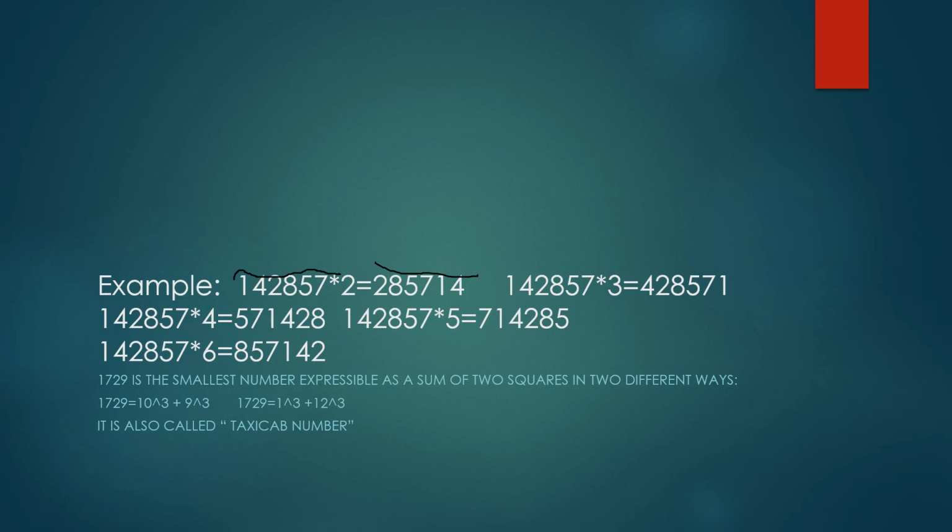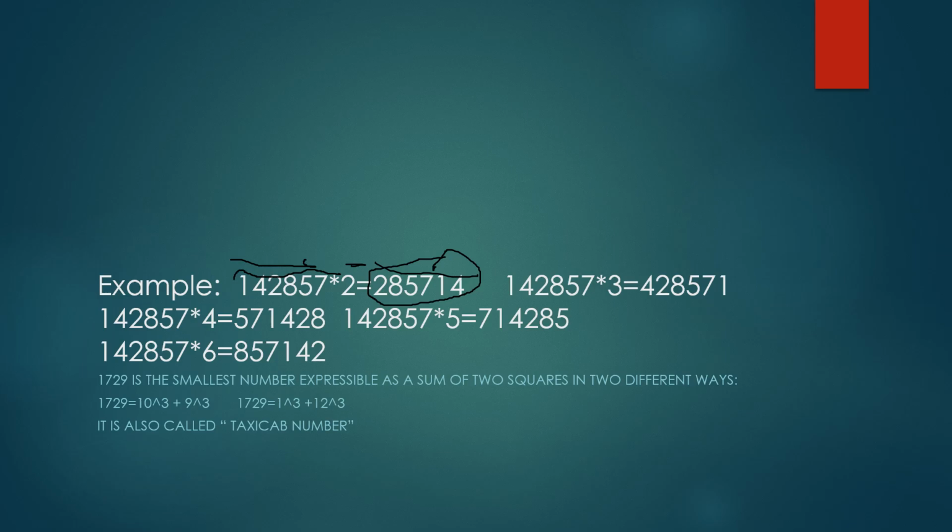And if you notice, you'll find that this new number, which has been obtained by multiplying 2 with our required number, the cyclic number, is some permutation of its digits.